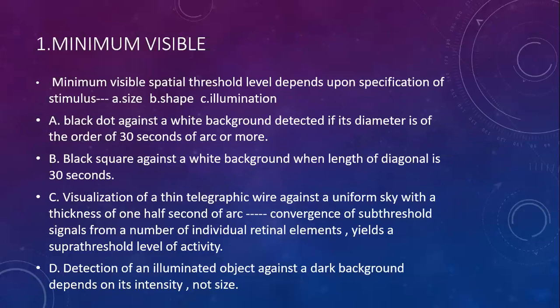Visualization of a thin telegraph wire against a uniform sky, thickness of half a second of arc, and conversion of sub-threshold signals from a number of individual retinal elements yields a supra-threshold level of activity. Sometimes the telegraph wire is very thin and the background is blue sky, so it's very difficult to recognize. That threshold is half a second of arc. So that is very low, and there is a supra-threshold to see it.